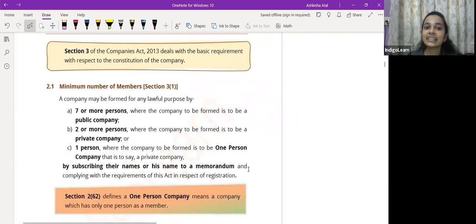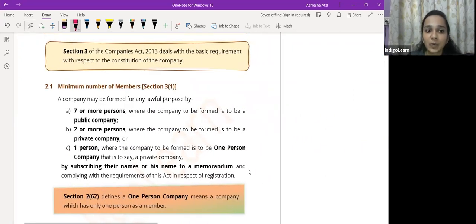So section 3 deals with the basic requirement with respect to the constitution of a company. तो basic requirement क्या है company के लिए? Members. Company में members होने चाहिए तभी company form होगी. So the basic requirement for the constitution of the company is definitely members. So what does section 3 subsection 1 say about the minimum number of members?